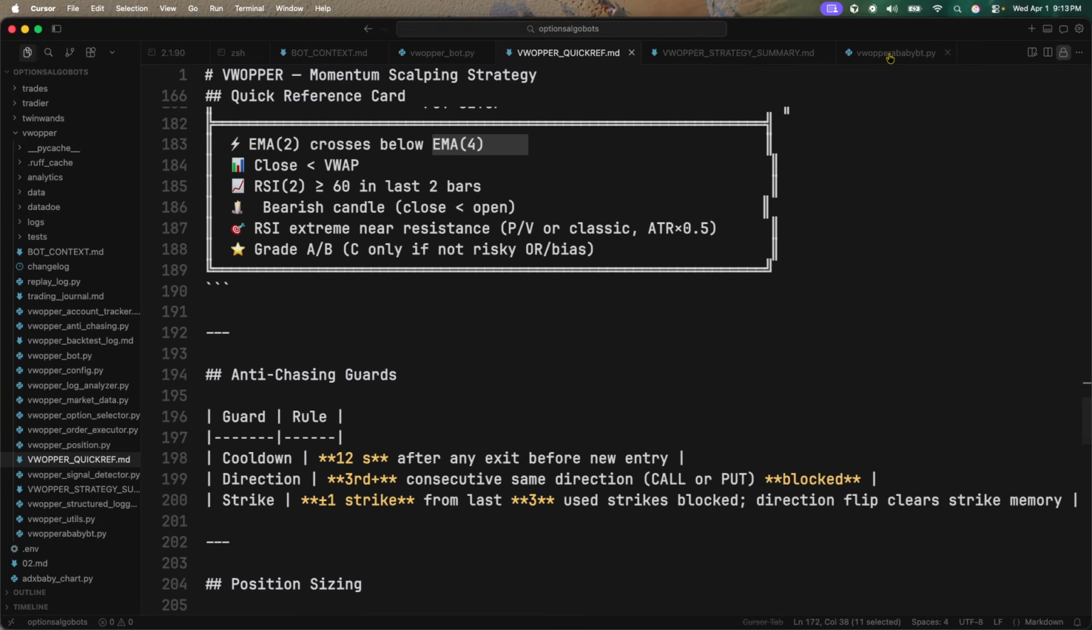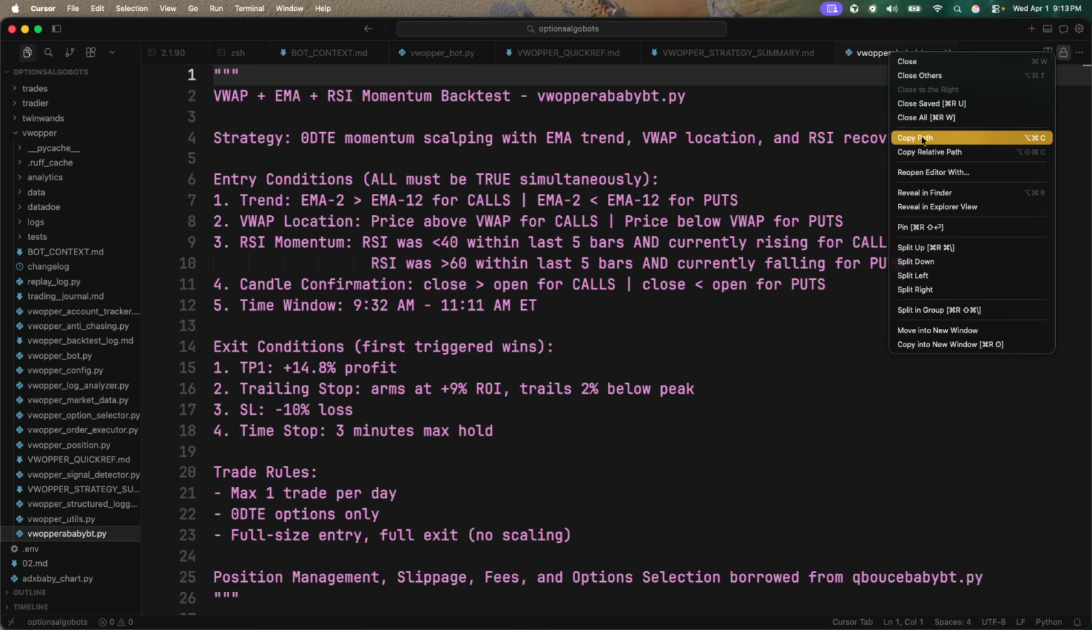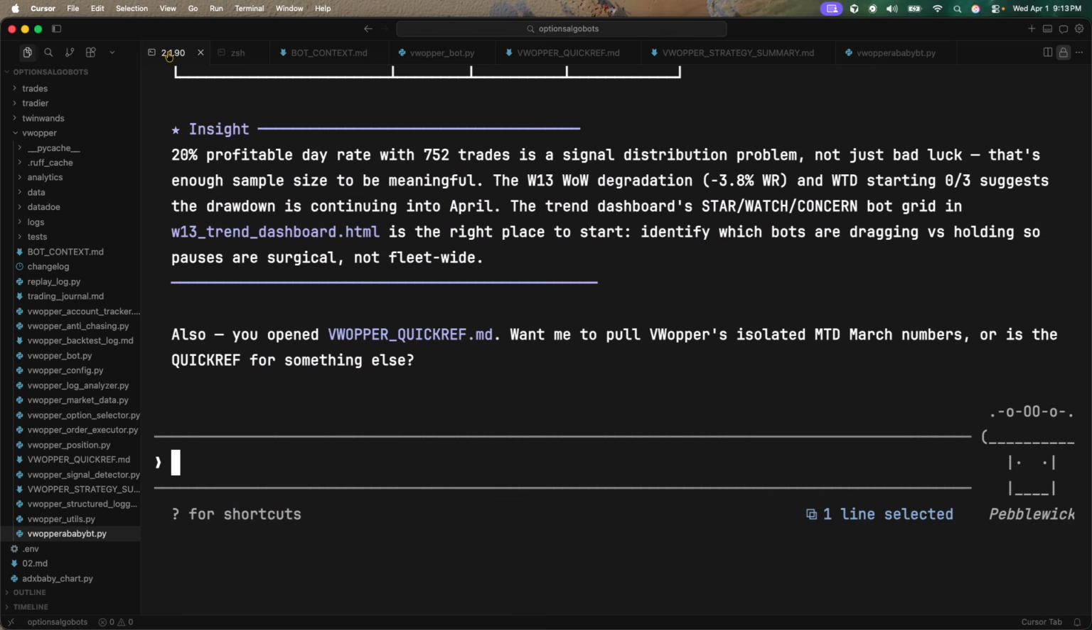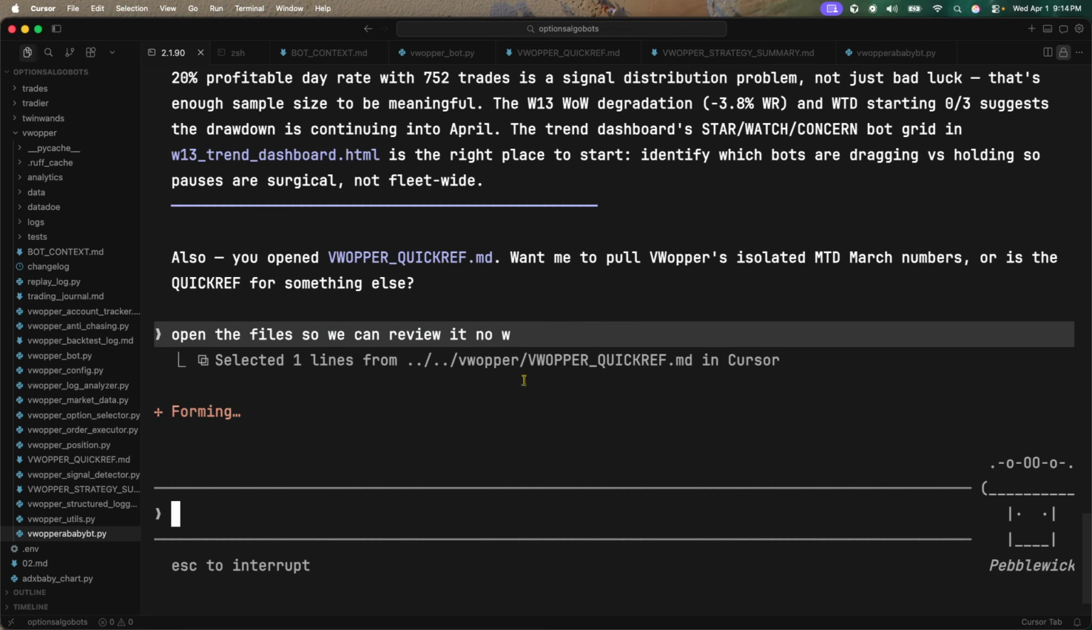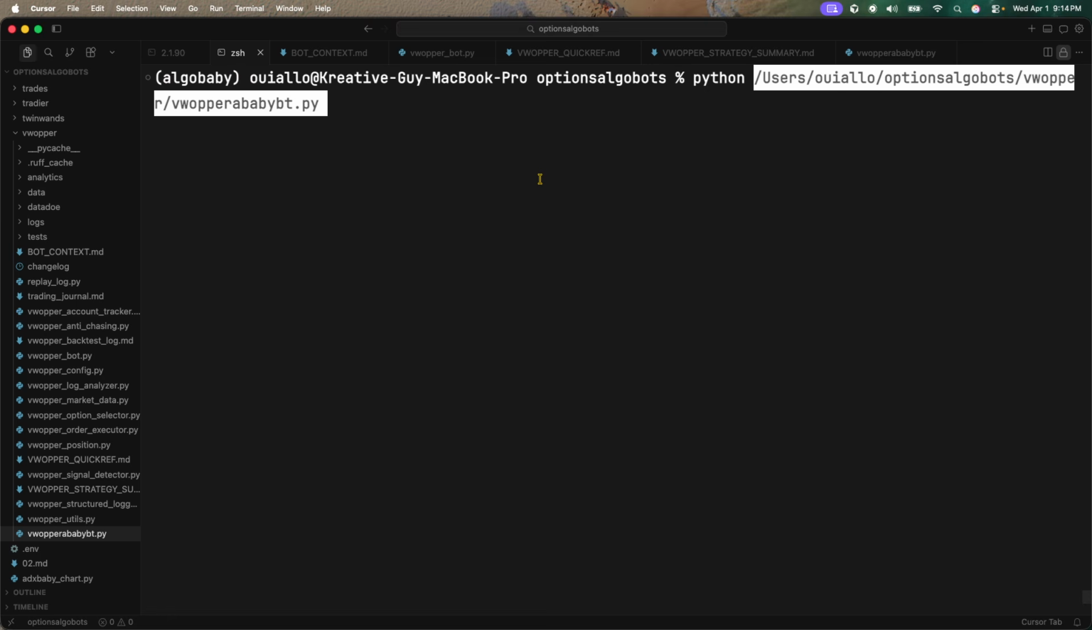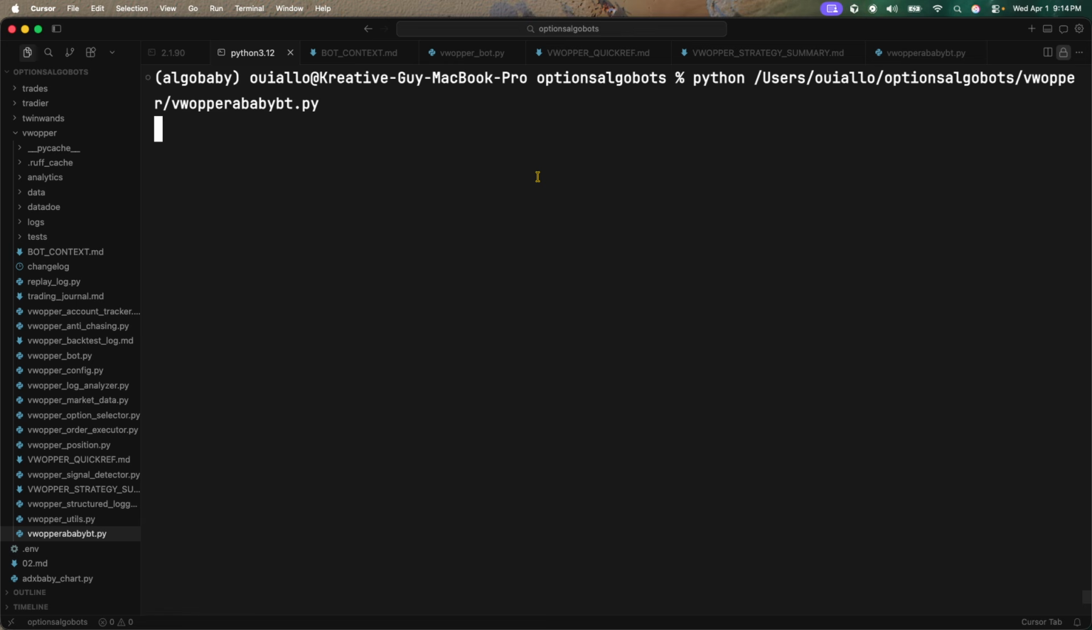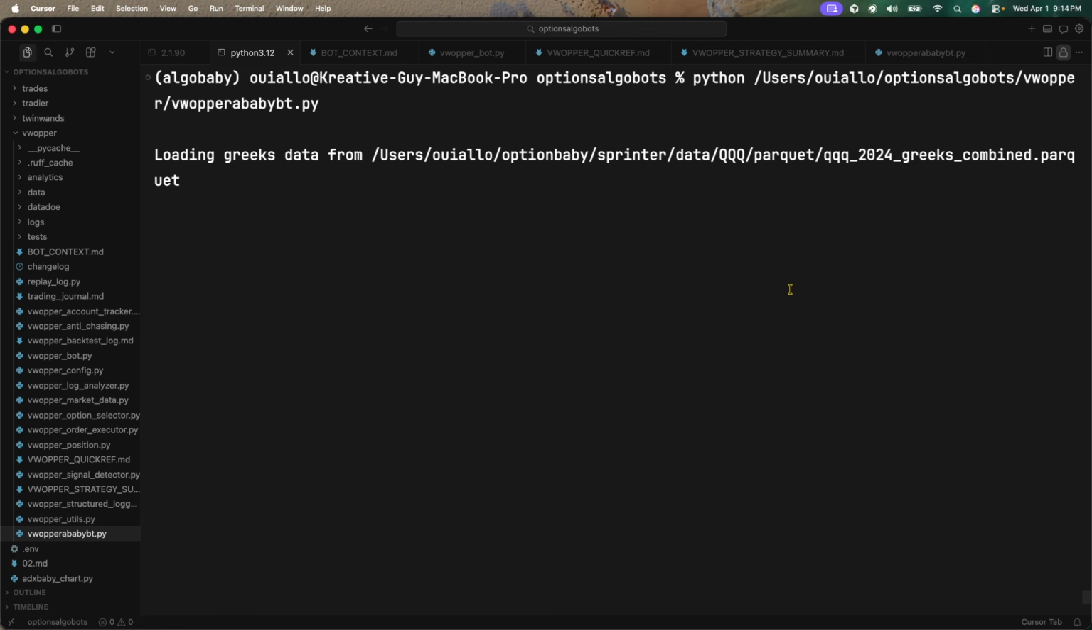So let's go ahead and run our back test for this strat so you can see it perform. Did you do what I wanted you to do? Okay. Open the files so we can review it now. I'm going to have the calendar pop up so we can actually review some trades from today. So that'll be great. So what I'm doing right now first is actually running the back test.